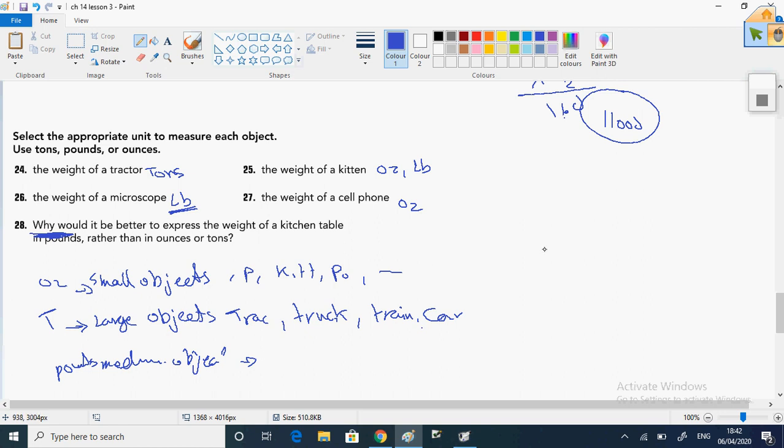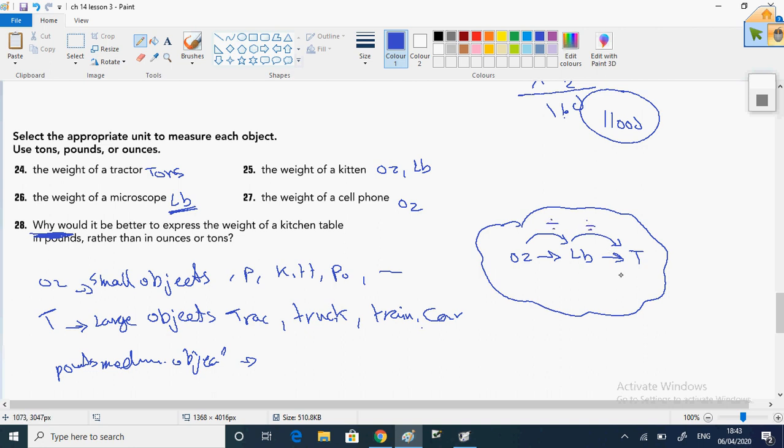Okay? Don't forget, boys, it's very important you have to keep in your mind oz, lb, tons. Like that, we have to divide from smaller, like that, we have to multiply. Ton to lb, we will use 2000. Multiply 2000 or divide 2000. Oz to lb, 16, divide or multiply by 16. Is that clear? It's very important.